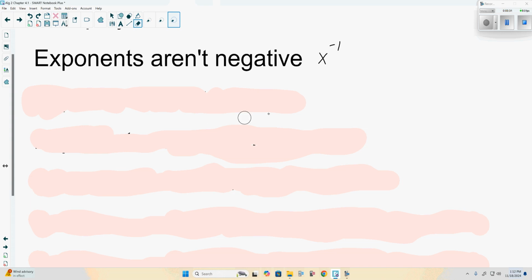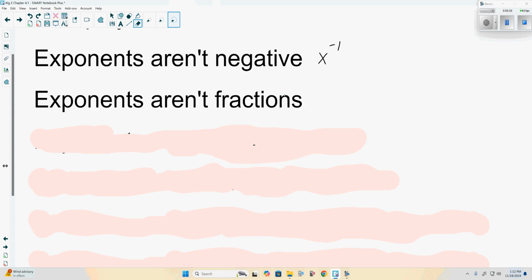Let's look at this here. So the next thing, exponents aren't fractions, so we can't have x to the 1/3. We cannot have a fractional exponent attached to a variable. Can't have negative exponents. We cannot have fractional exponents attached to variables.